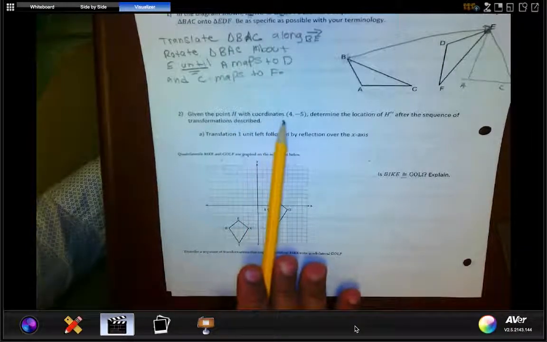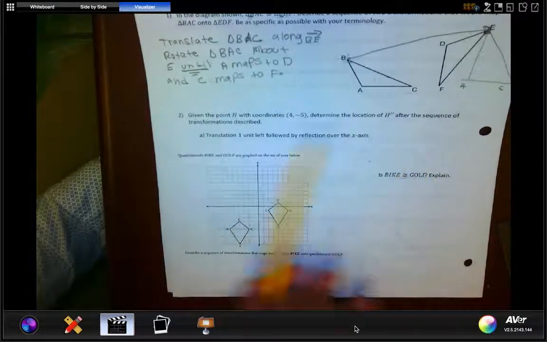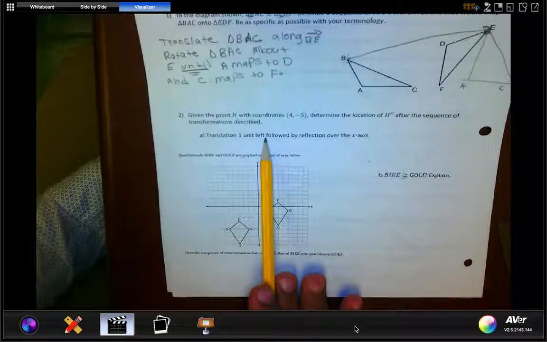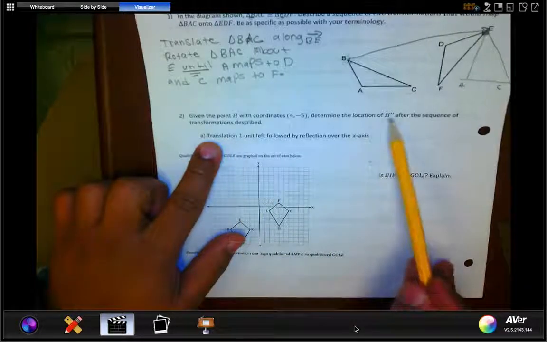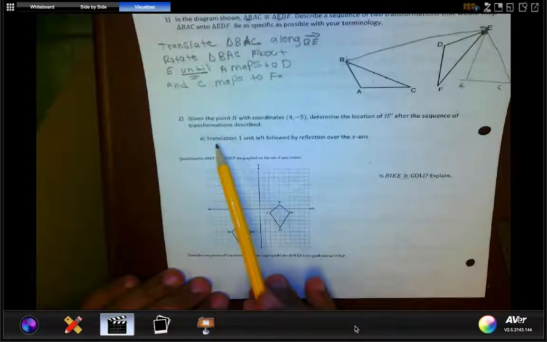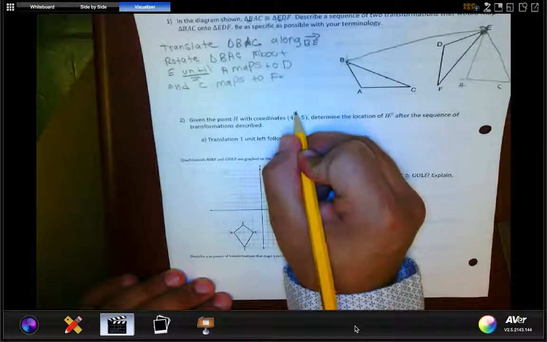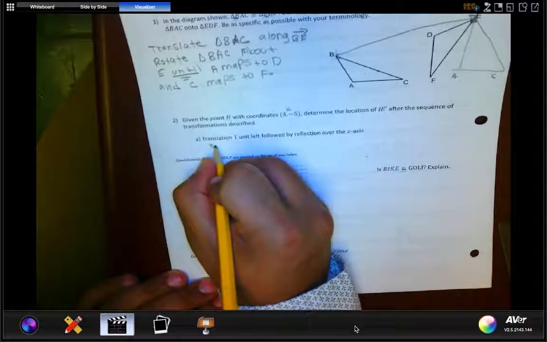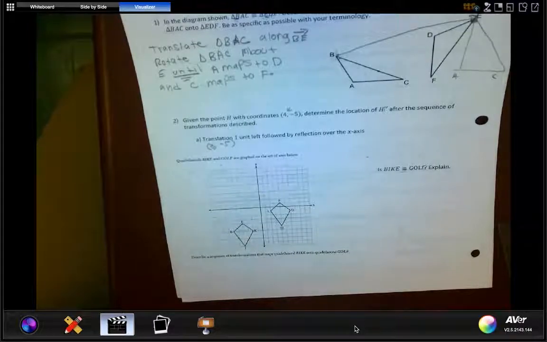Given the point H with coordinates 4, -5, determine the location of H double prime after a sequence of transformations described. A translation, 1 unit left followed by a reflection over the x-axis. Well, if I'm translating, notice why there's 2 primes here. There's 2 transformations, 2 primes. The first thing is to translate 1 unit to the left. 1 unit to the left means that x is being affected. So in the negative direction, this goes down to 3, and my 5 stays the same because nothing changed in the y direction.